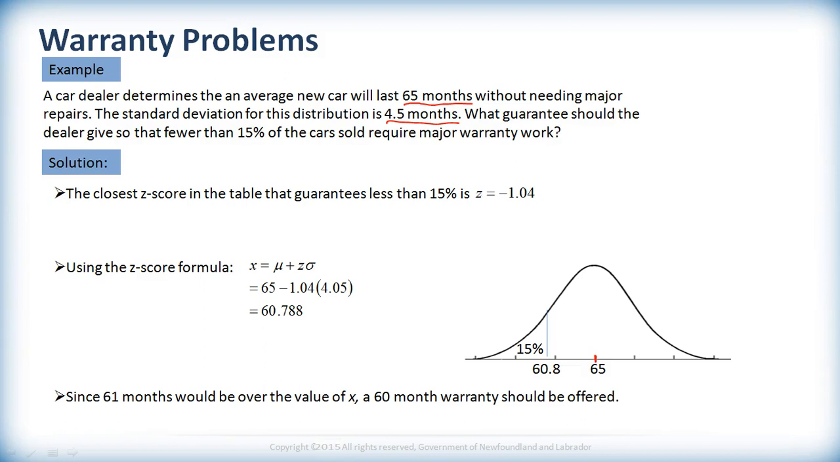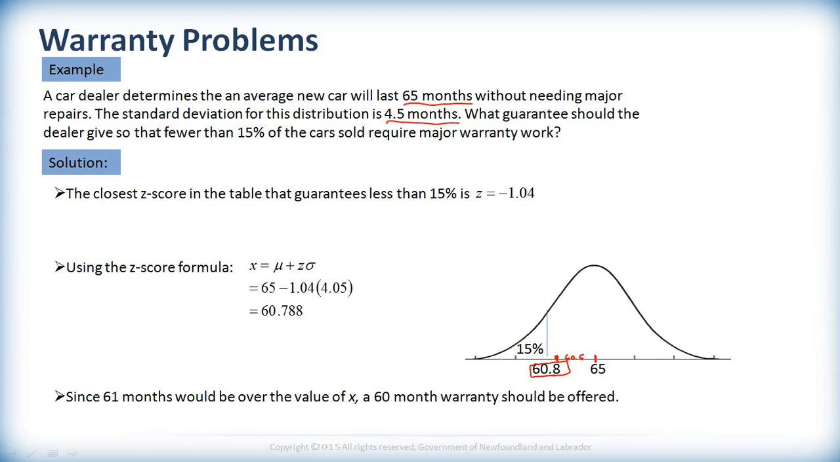Okay, so here's the way that works. 65 is our mean, of course, and our standard deviation was 4.5 months. So back this way, we'd be at about 60.5, shouldn't it be, right about here? It looks like this one might be a little bit too far to the left, but we got the right idea anyway. So it says, what guarantee should we give so that we get fewer than 15%?